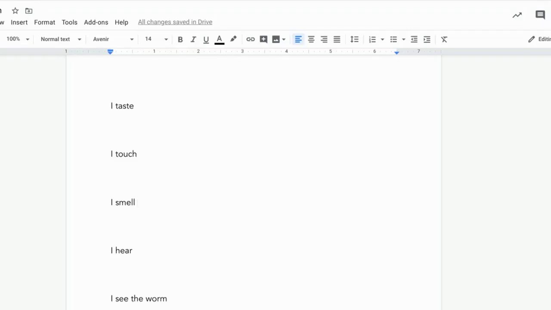Now we're moving on to our sense of smell. I'm not sure that any of us have smelled a worm before, but it's time to get creative. Use your imagination. Try to think of one describing word for how you think a worm would smell. I'm sure you know what to do next. You're going to add your describing word for what a worm smells like to the space next to our sentence that we started for I smell.